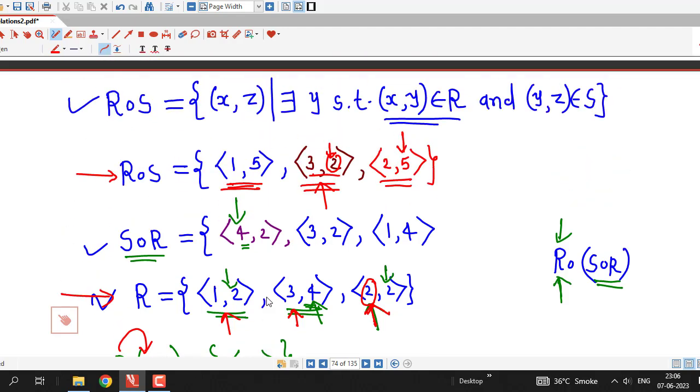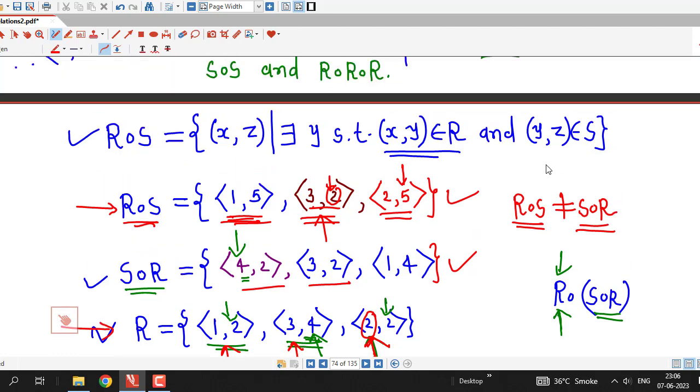And you can observe that the commutative property is not satisfied. We can see R composite S and S composite R are both different. Here the elements are different: 1 5 is not in S composite R. So we can say that R composite S and S composite R are different. So composition of relations is not commutative, as in the case of functions.